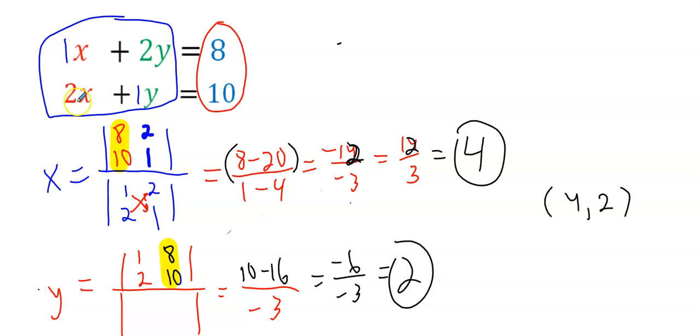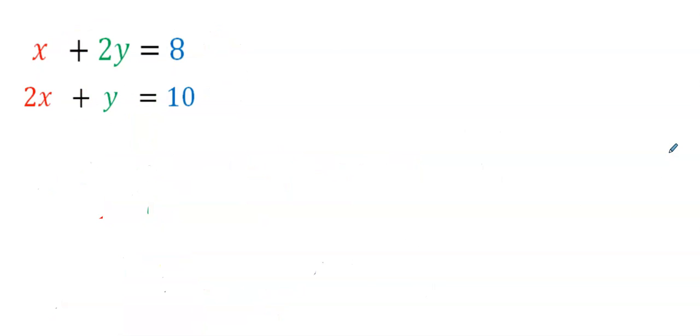I was trying to check it by plugging it in. You should be able to plug this in. 2 times 4 is 8. Plus 2 is 10. That works. 4 plus 2 times 2 is 4. 4 plus 4 is 8. It works in both equations. This definitely works. It's just a different way of getting it. And you might say, well, why do I do that? Because it can be easier, especially as the matrices get bigger.